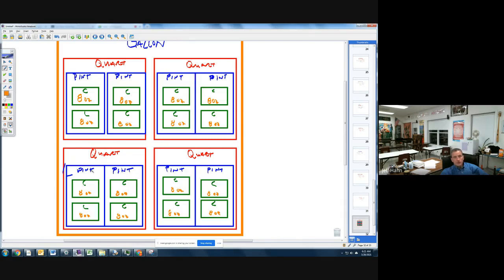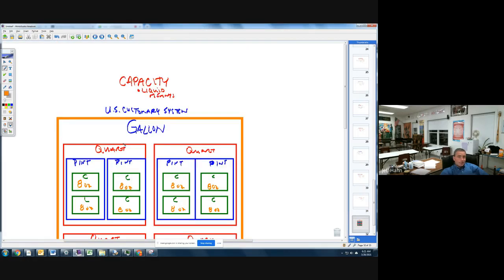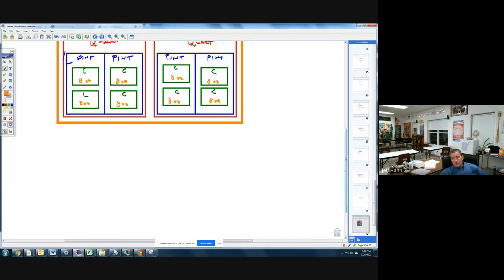And then again, this thing is so useful for you because, if somebody asked you how many ounces were in a quart, you pick your 1 quart box and you look. There must be 32 ounces because there's 4 cups and each cup has 8 ounces, and you can see that that is 32 ounces.